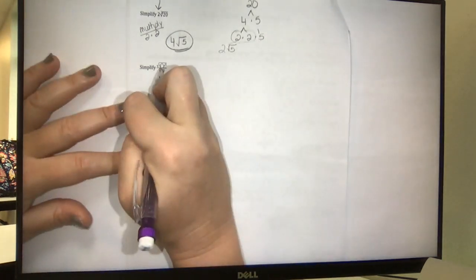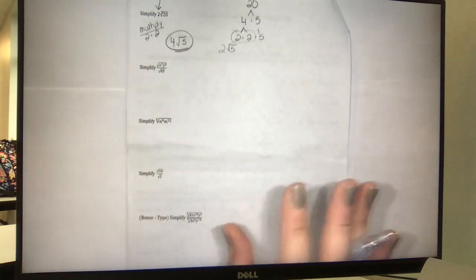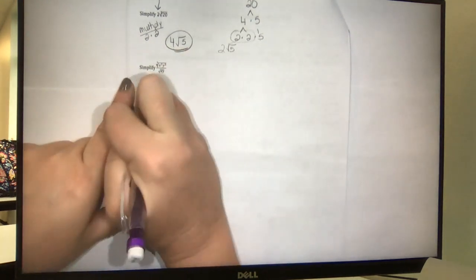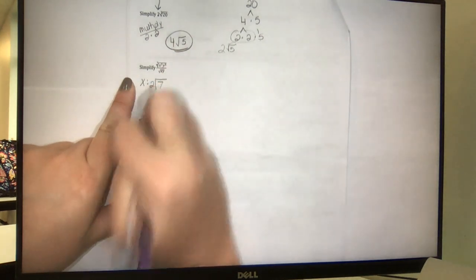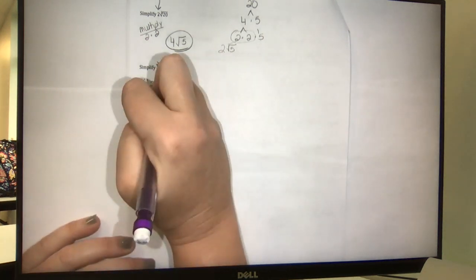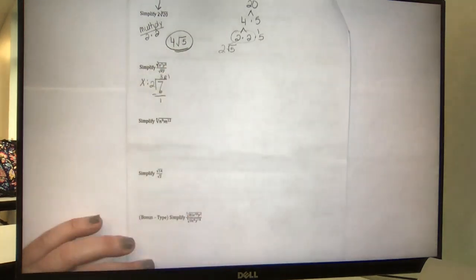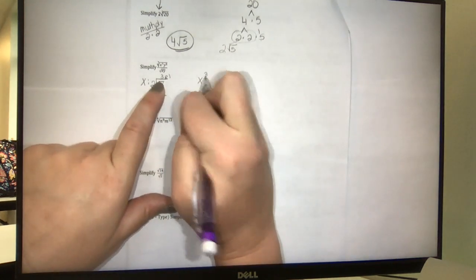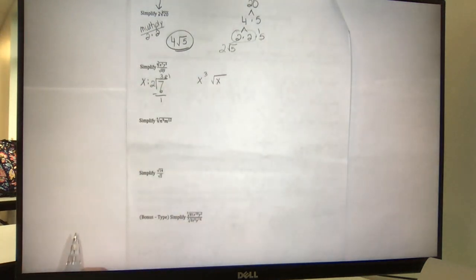All right, so if I just leave it the way that it is, okay, if I leave it the way that it is and I keep going, my index is 2. So for x, I'm going to have exponent of 7 divided by an index of 2. Okay, it's going to go in 3 times with a remainder of 1, right? So I'm going to have x to the 3 outside with an x to the 1 under, right?